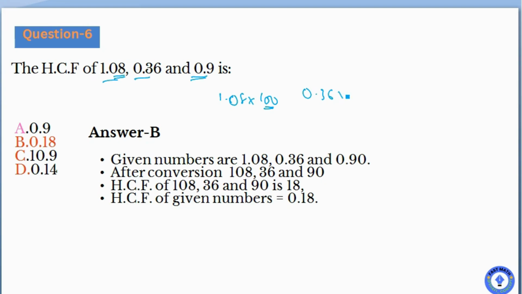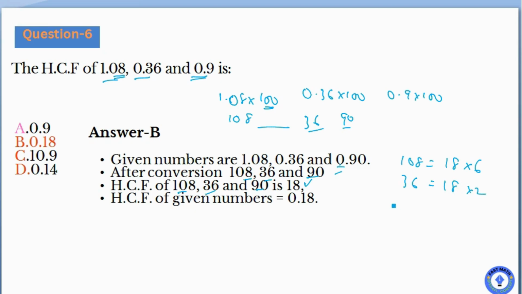Likewise, 0.36 into 100, 0.9 into 100. What will you get? 108, 36 and 90. These are the numbers we have got. What will be the HCF of these numbers? It is 18. How to calculate the HCF? Already I have discussed with you. 108 is equivalent to 18 into 6. 36 is 18 into 2. And 90 is 18 into 5. What is common? 18 is the common.